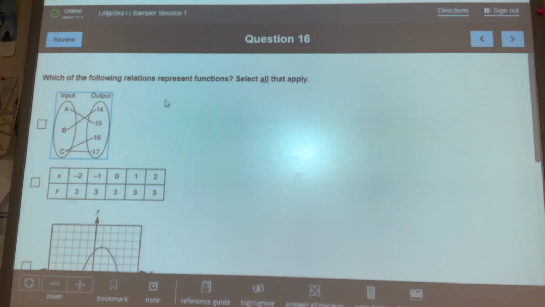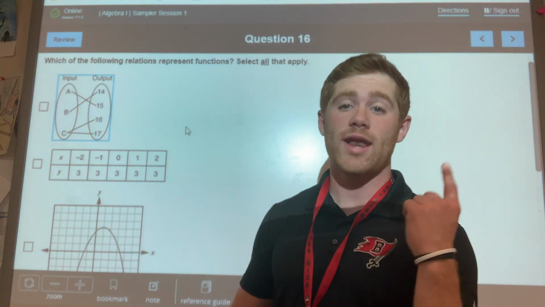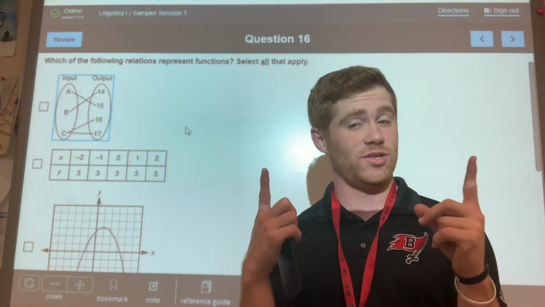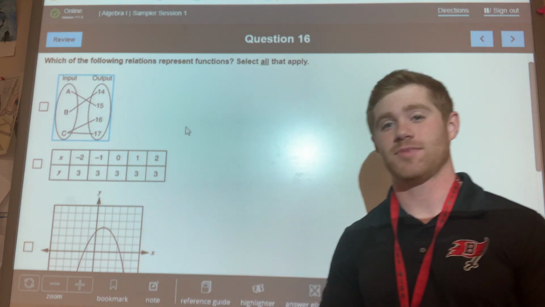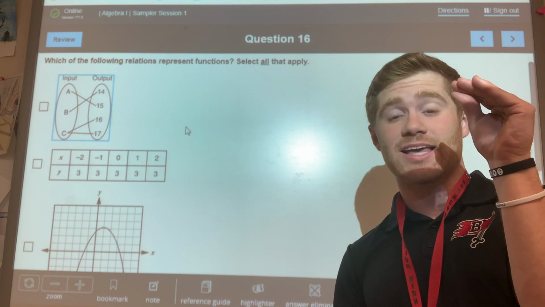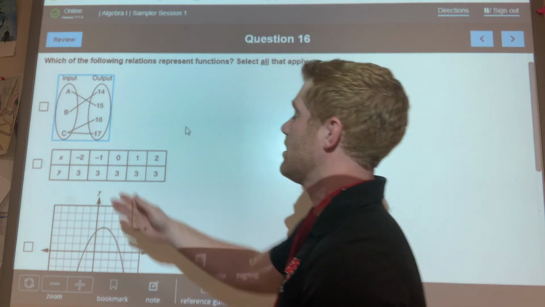Okay, on to question 16. Which of the following relations represents functions? Remember, a function is when one x is with one y. We said it's like dating. You should only date one person at a time. So one x dates one y. We're only looking at x's in relation to the y's. So we're looking at these.